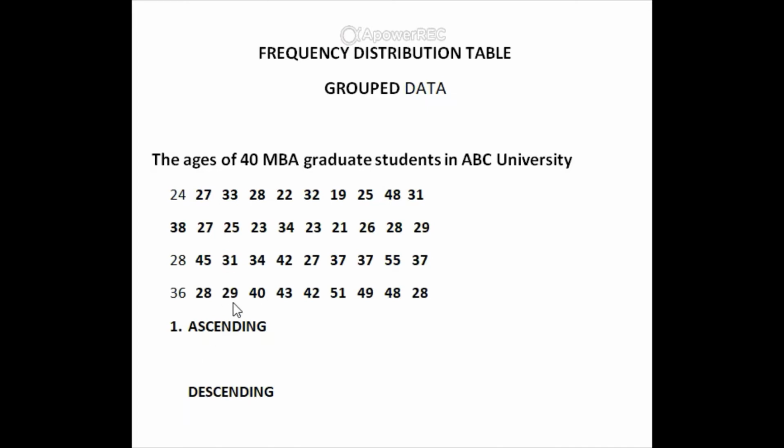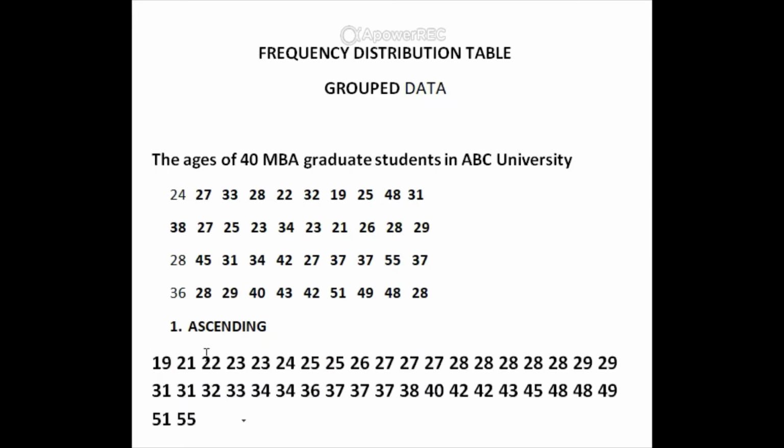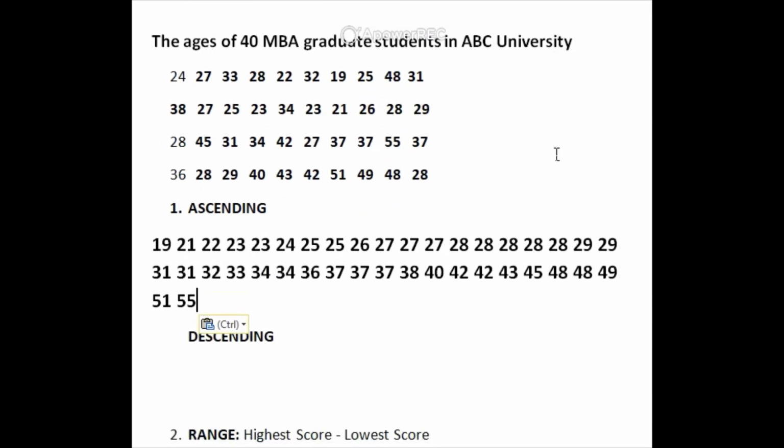So, na-arrange ko na siya at ito ang kinalabasan. Sa ating descending order naman, babaliktarin nyo lang yan. So, kung sa ascending, nagsimula tayo sa pinakamababa hanggang sa pinakamataas. Dito naman sa descending, magsisimula tayo sa pinakamataas papunta sa pinakamababa. At ito ang naging sagot sa ating descending order.